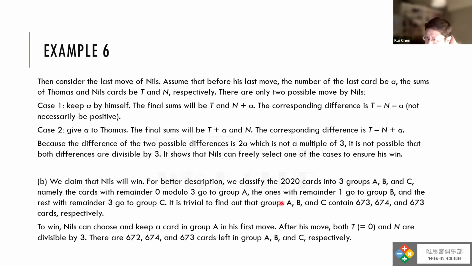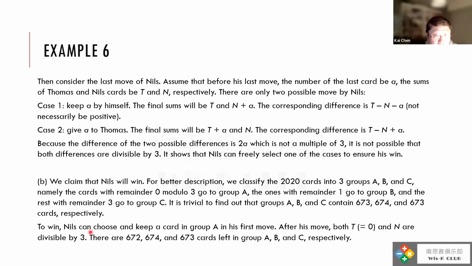Okay, so we classify the 2020 cards into three groups according to their remainder modulo 3. A is all the multiples of 3, B is the multiples of 3 plus 1, and C is the multiples of 3 plus 2, so all the remainders. Now we calculate: out of 2020, we get 673 A cards, 674 B cards, and 673 C cards. That's the initial stage.